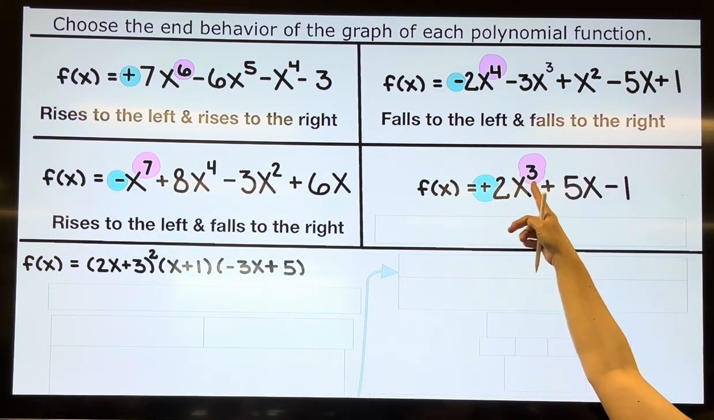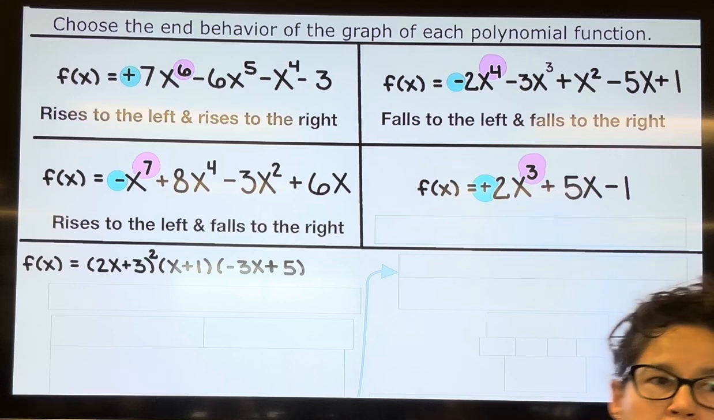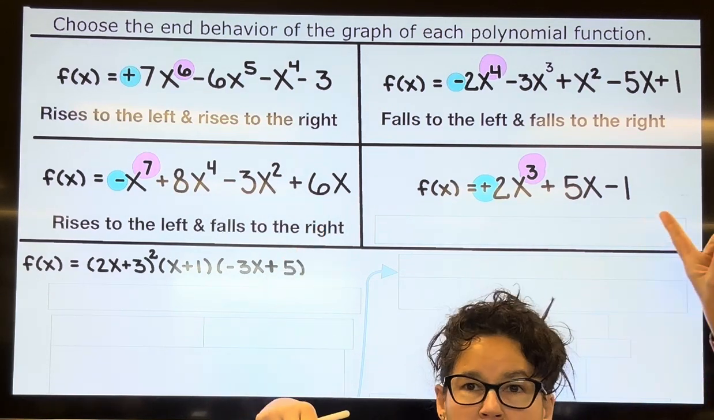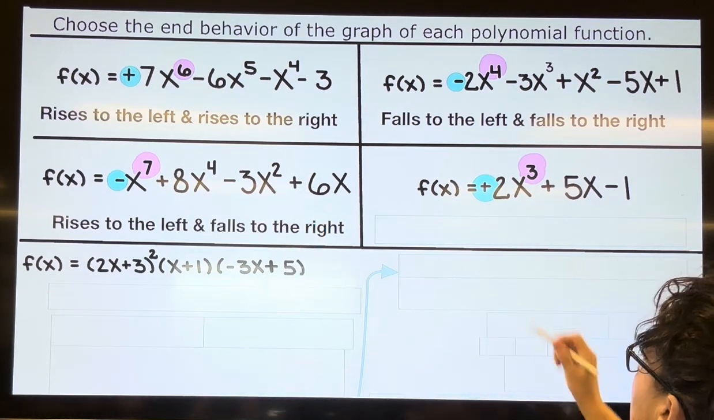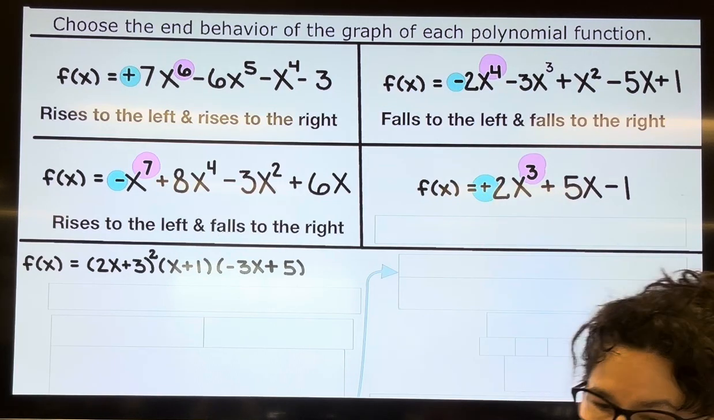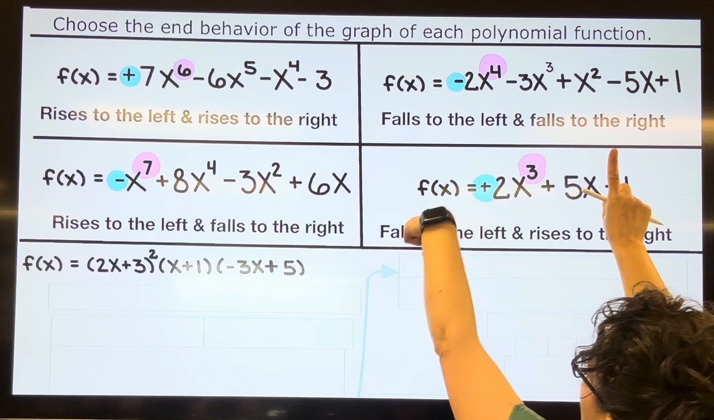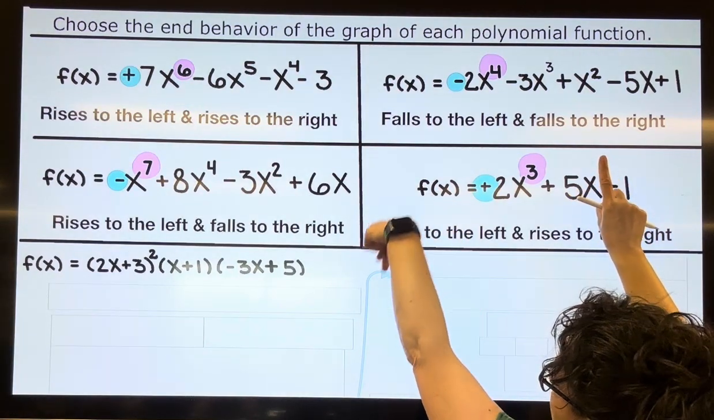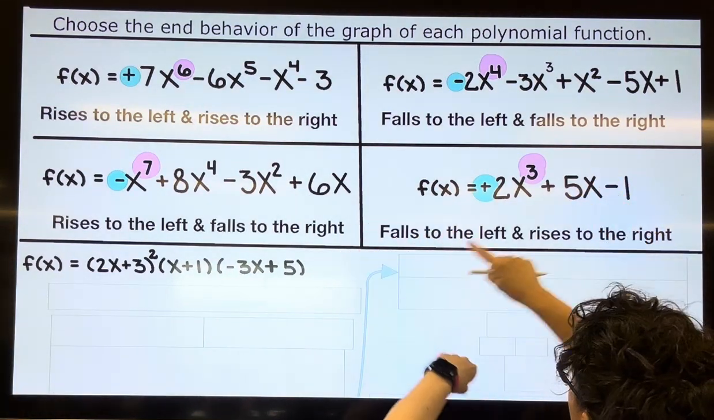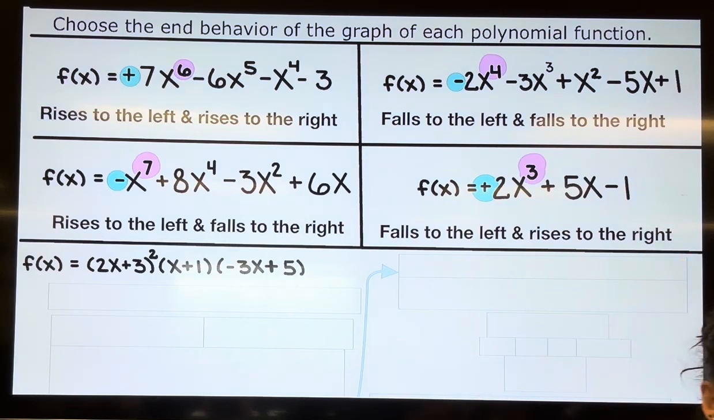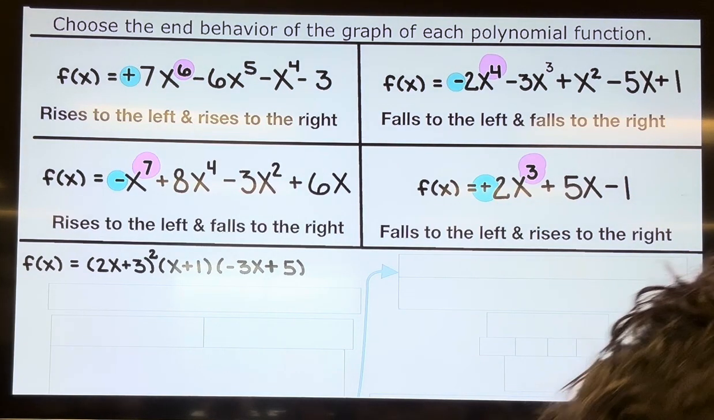Okay, this one, odd exponent, so we now know it's one up, one down, and then the question is which one? So if it's positive, your eyes eventually go up. So if your eyes eventually go up, it's going to start going down. So as you move to the left, it's going down, and as you move to the right, it's going up.